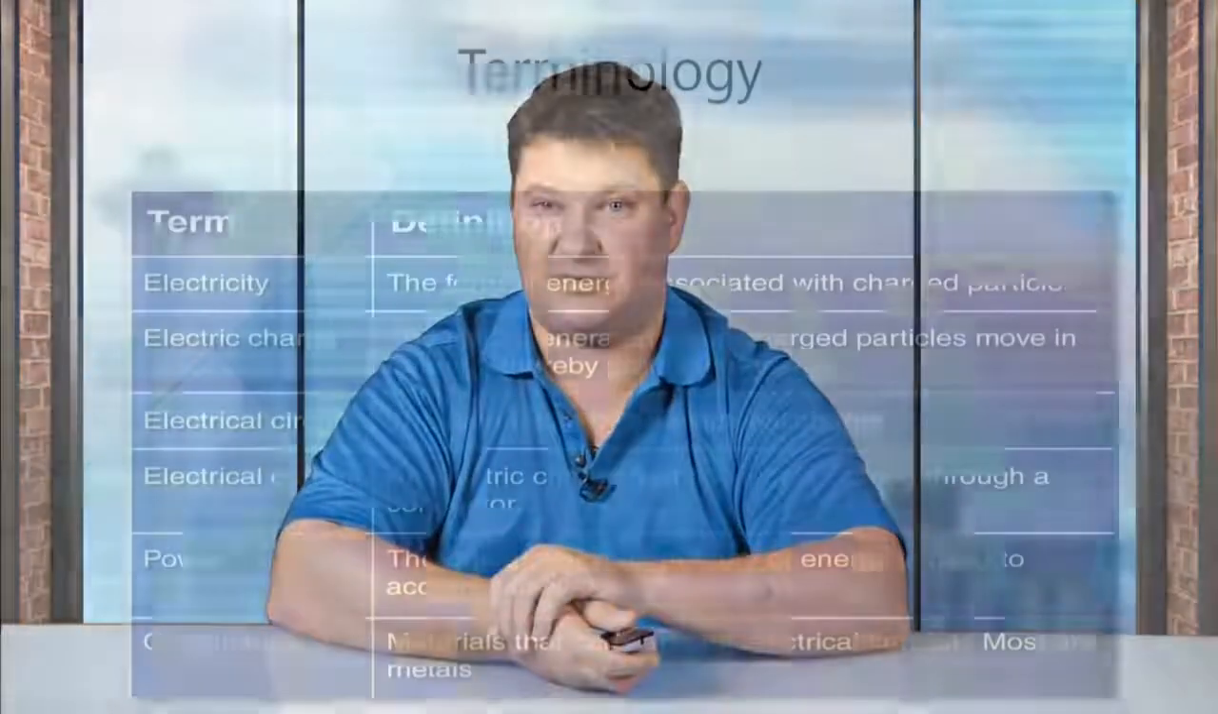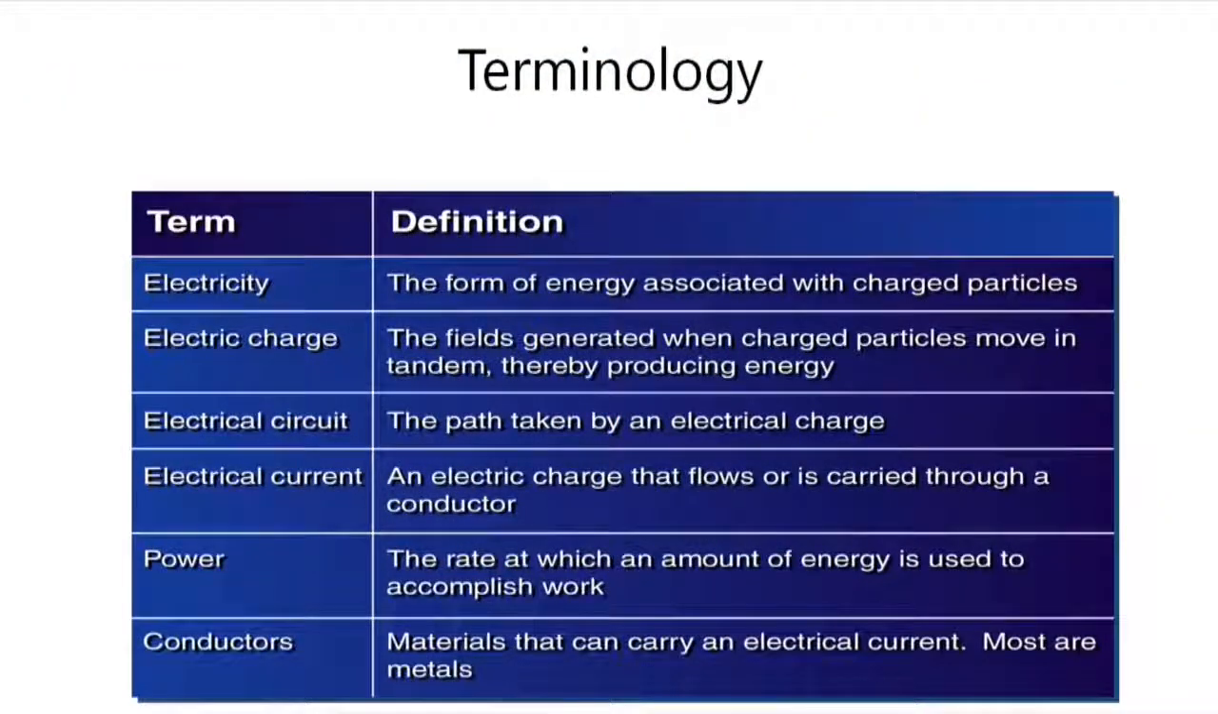So let's go over some terminology. We have electricity, the form of energy associated with charged particles. Electric charge, the fields generated when charged particles move in tandem, thereby producing energy. So what does that mean?